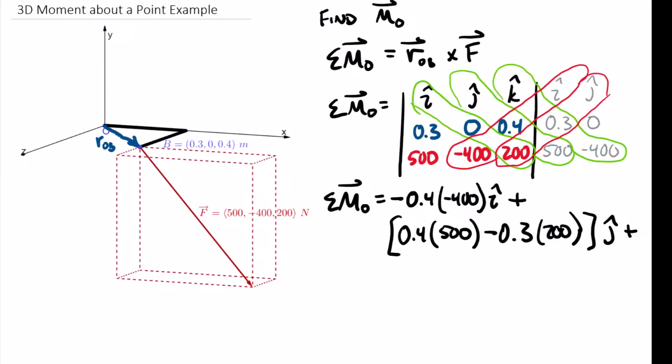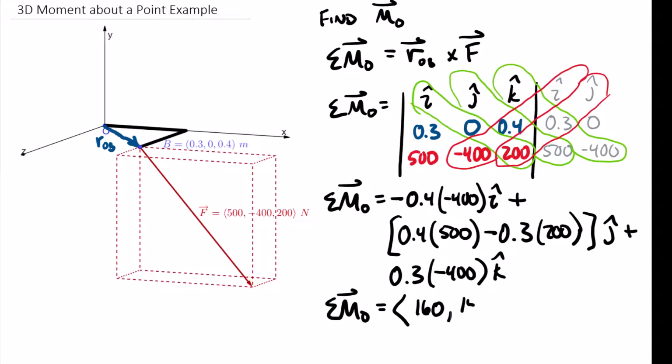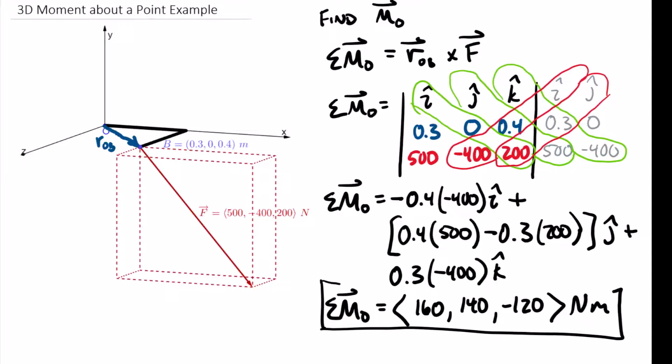And then for the k hat term, there's just one of those. It's a positive slope. And so that's going to be 0.3 times negative 400. Again, that's in the k hat. So if we bring those together, the sum of moments about point O, running through our calculator, we end up with a hard bracket here to indicate that they're vector components, 160, 140, and the final one here, negative 120. And the units, we multiplied newtons times meters, and so there is our sum of moments around point O.